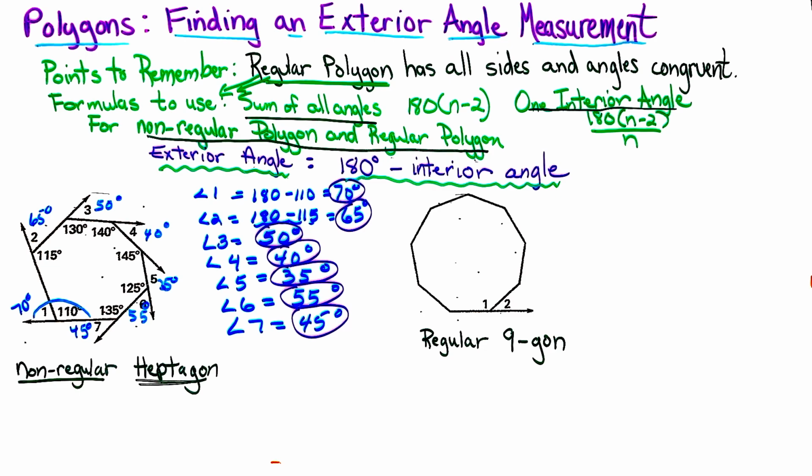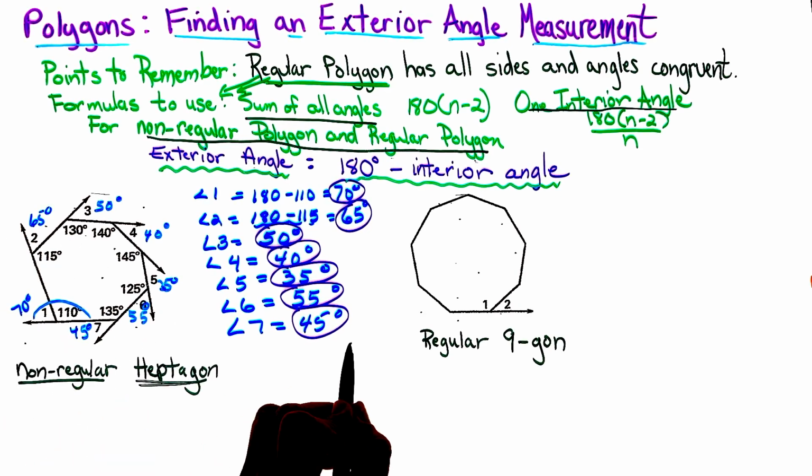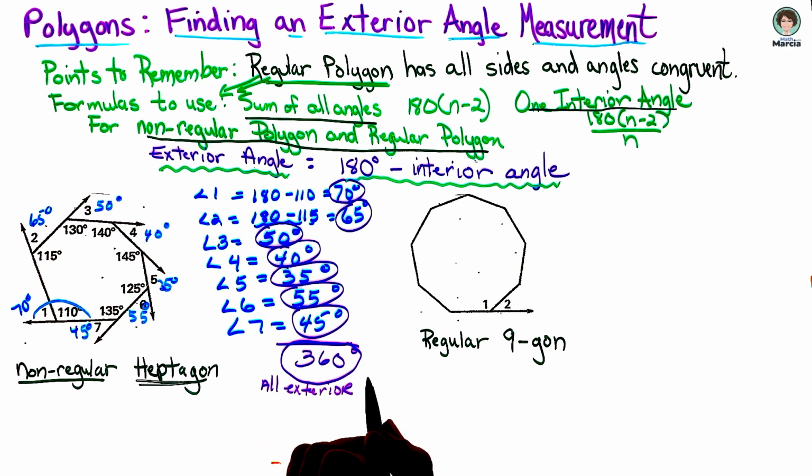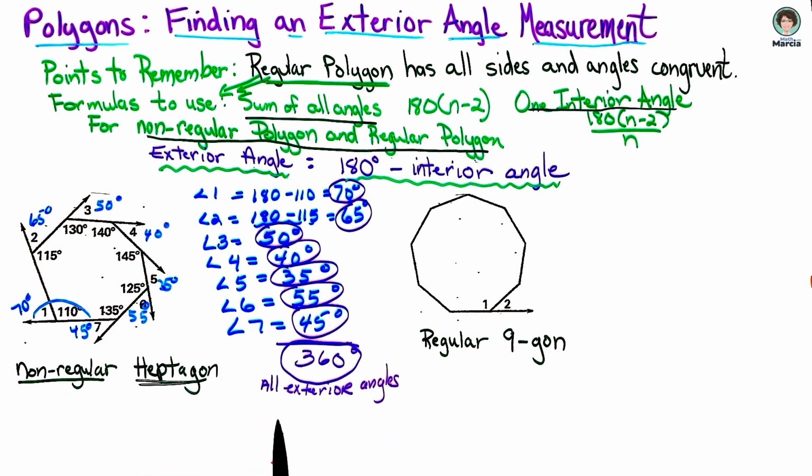So again, when we are able to find all of them, which we just did, they should total 360 degrees. So all exterior angles, no matter what kind of polygon you have, will always equal 360. So that's just an easy way to check your work.